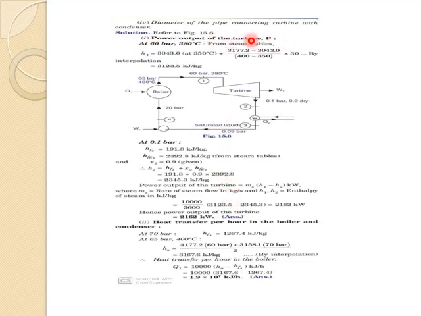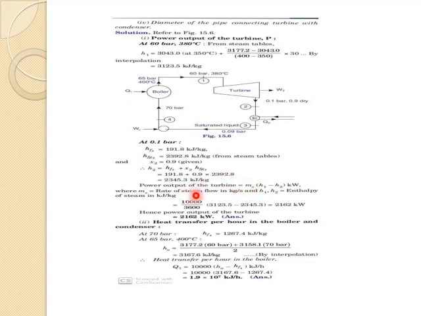To calculate the power output of the turbine, I have used the formula: power output of the turbine equals (H1 minus H2) multiplied by ms. ms is nothing but the mass flow rate of the steam. H1 and H2 are the enthalpies at these two points. H1 minus H2 gives you the drop in enthalpy in the turbine, and multiplied by the mass flow rate it gives you the power output of the turbine.